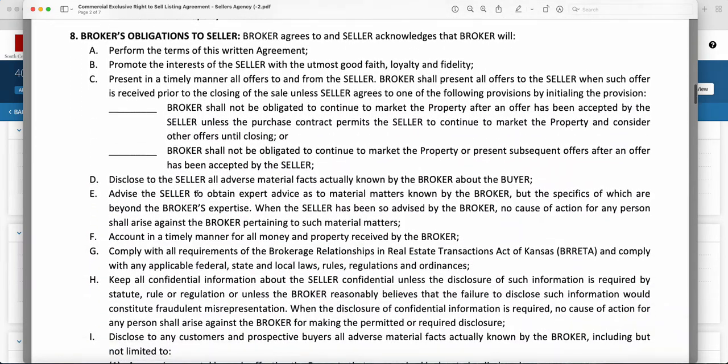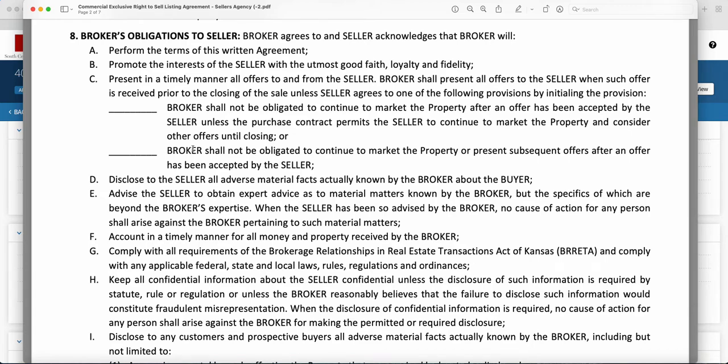Broker obligation to seller, section 8 here. This is stating what you're going to do for the seller. It's an important one to read all through. We're going to talk again on the main sections that have options for you to change. So C is presenting in a timely manner all offers to and from the seller. Broker shall present all offers to the seller when such offers are received prior to the closing of the sale, unless the seller agrees to one of the following provisions.